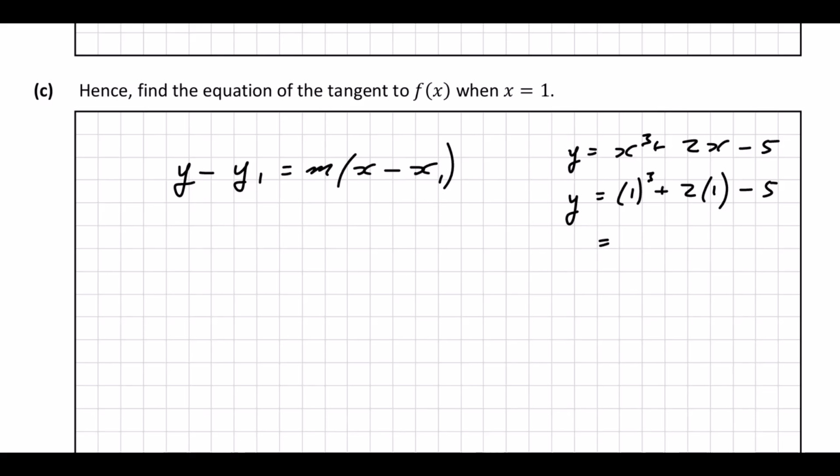We have 1 cubed, which is 1. 2 times 1, 2, minus 5. So 1 plus 2 is 3. 3 minus 5 is minus 2. So our y is minus 2.